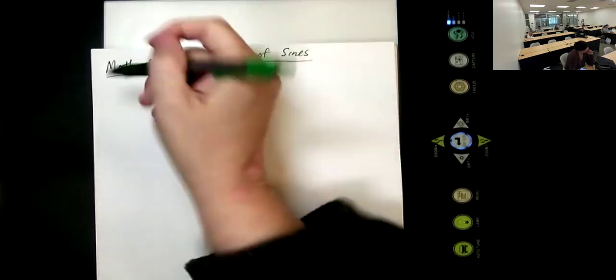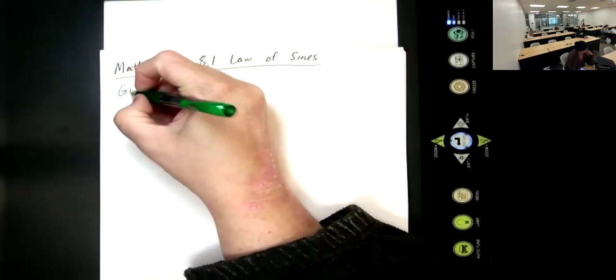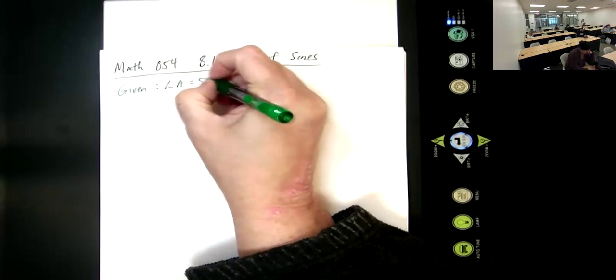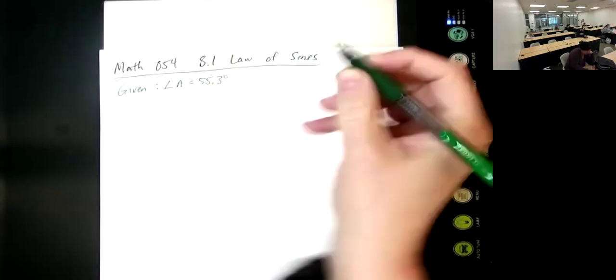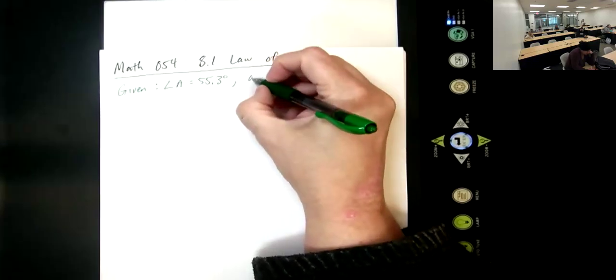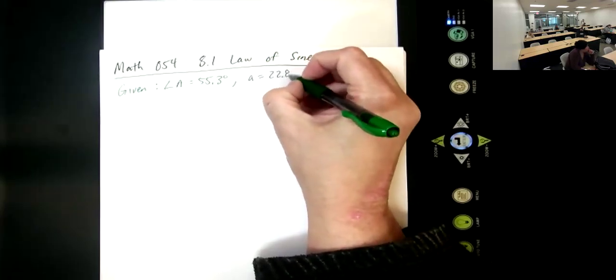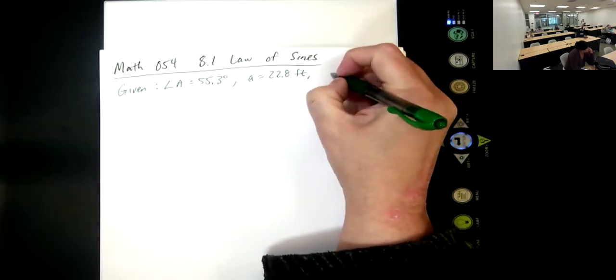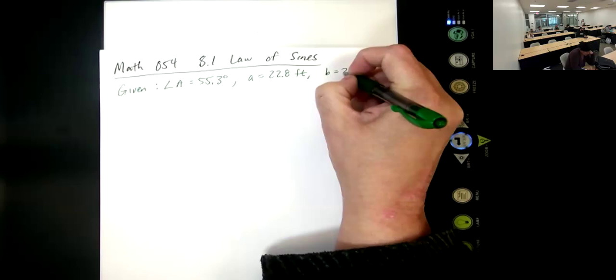Let's go with, we are given information: angle A is 55.3 degrees, side A is 22.8 feet, and side B is 24.9 feet.